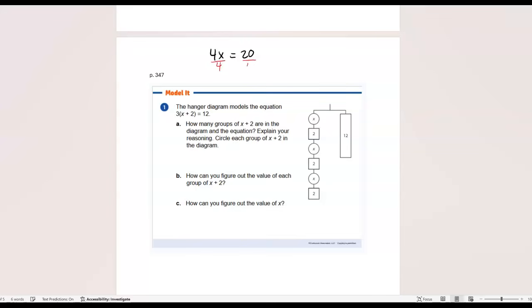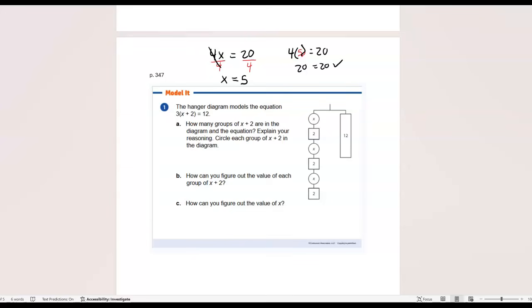So dividing by 4. On this side, 4 divided by 4 is 1. 1 times x is just x. So x is equal to 20 divided by 4, which is 5. And I can always check my answer by plugging back into the equation. So 4(5), because that's what x equals, is equal to 20. And 4 times 5 is 20. 20 equals 20. It's a true statement. I know I have my answer correct.